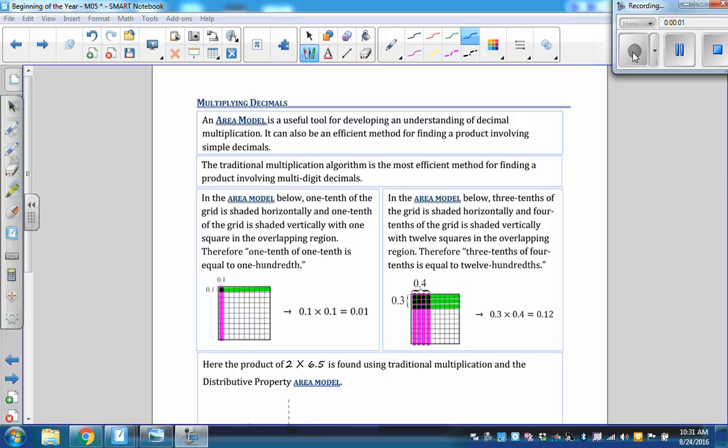Today we're going to work on multiplying decimals with the area model and the traditional method. As we talked about in class, the area model is a tool for developing understanding of decimal multiplication, and it's an efficient method for finding a product for simple decimals in particular.